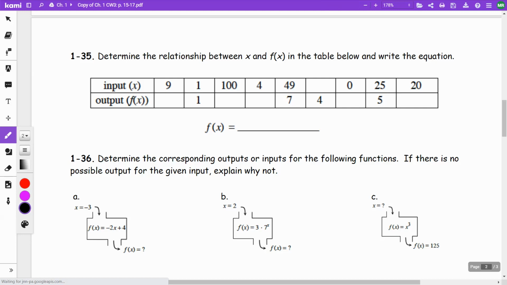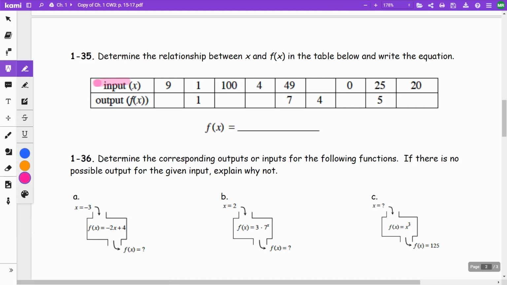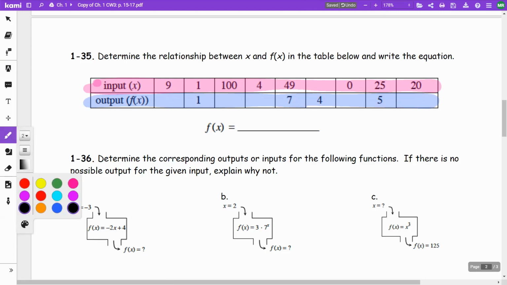On 1-35, they're giving us a table. And all of my input values are the top row. These are all of my inputs. These are all of my x's. The bottom is my outputs. These are all of my f of x or my y's. Okay. So again, these are my x's. Let me write it out here. These are my x's. These are my y's.